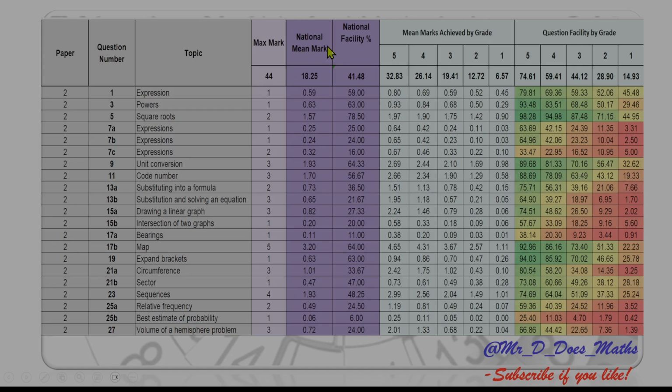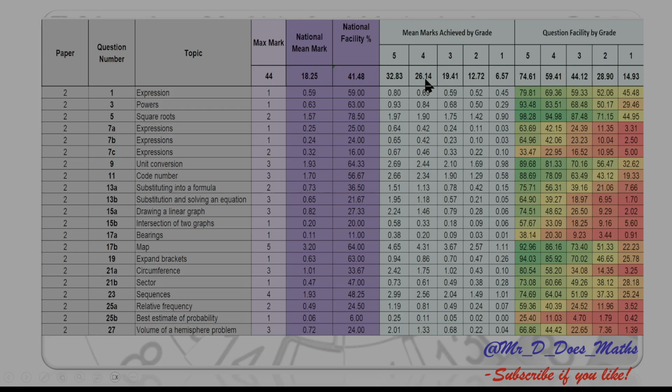And the national mean mark for this test, looking at the performance data, the average mark was 18.25. So the average grade boundaries based on the students that sat it: on average, all the students in 2018 that scored a grade 5, their mark for this paper was 33. The grade boundary for this paper was 33.